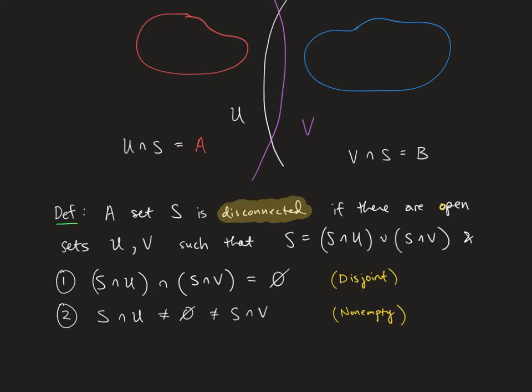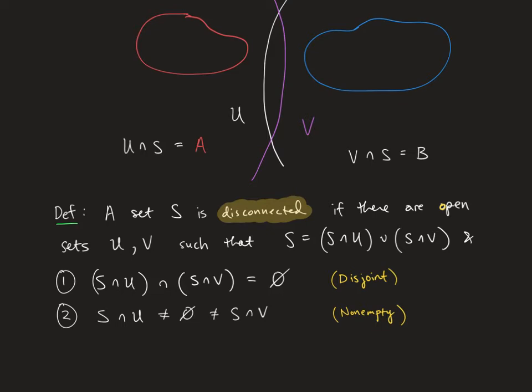So there are three things to remember in this definition of disconnected. We're starting with open sets. Those open sets break our original set into two pieces. Each open set intersects with S, and that is supposed to give us two pieces. So we have these open sets slicing through our set and giving us two pieces. And our set is going to be disconnected if those open sets do this in such a way that the pieces are disjoint and non-empty.